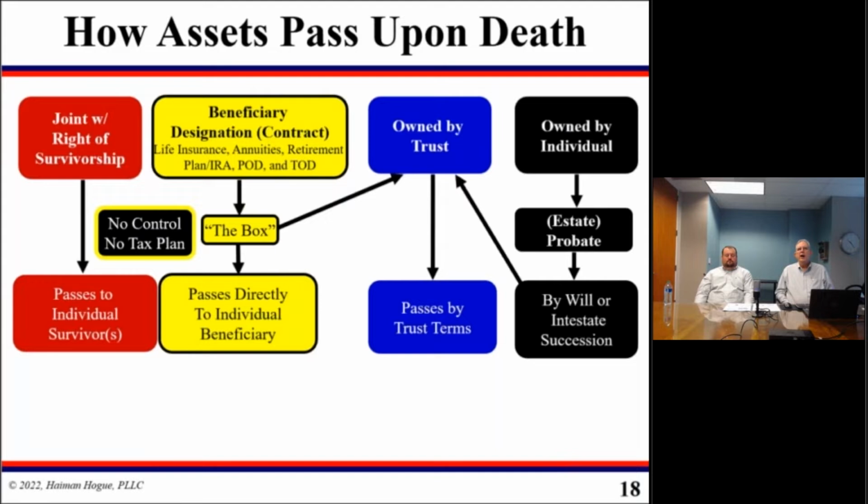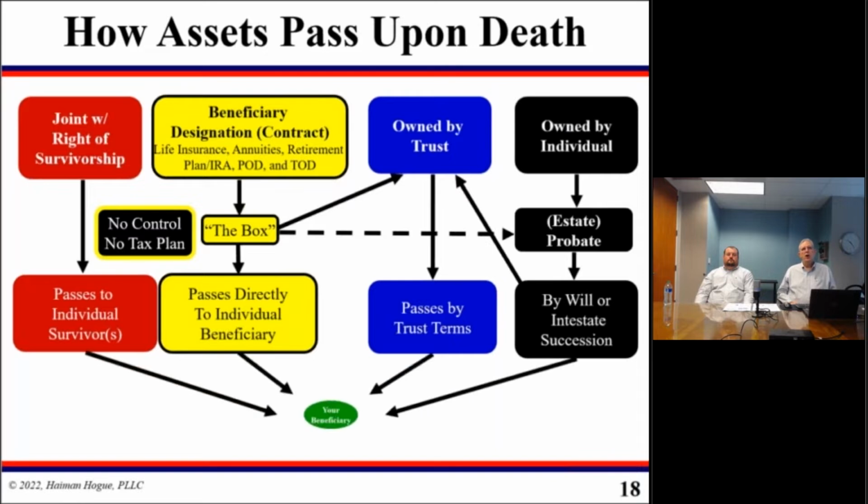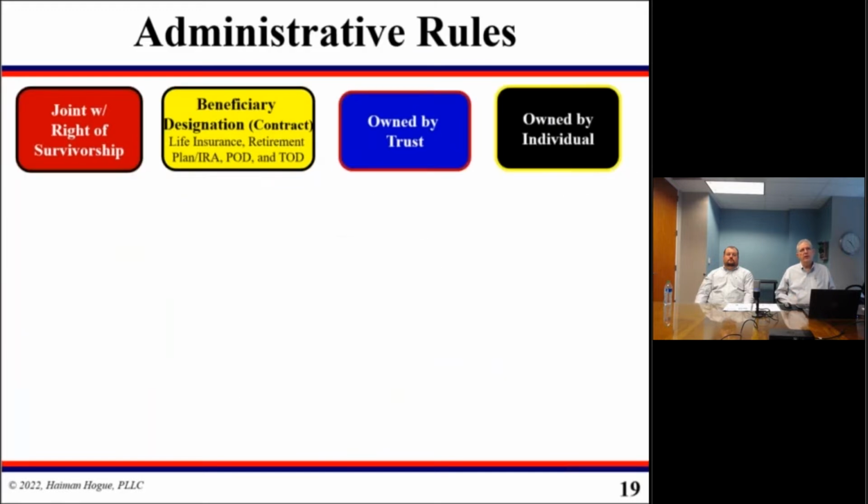Now, in the box, you can also name the probate estate, but I drew a dotted line there because it's also the catch-all in case everything else goes wrong with the box, those assets go to the probate estate. Now, all of these methods get assets to beneficiaries, but they are not equal in the way they do it.